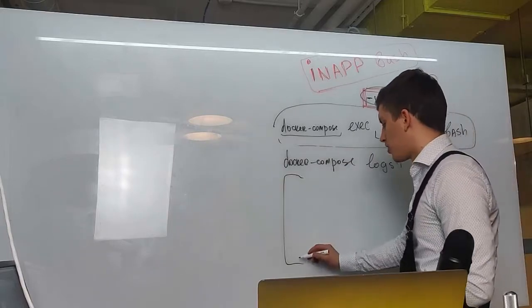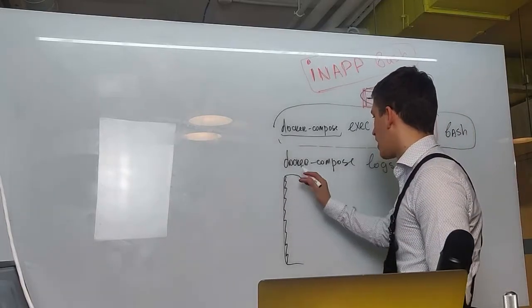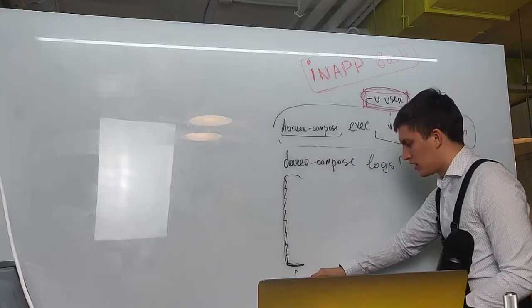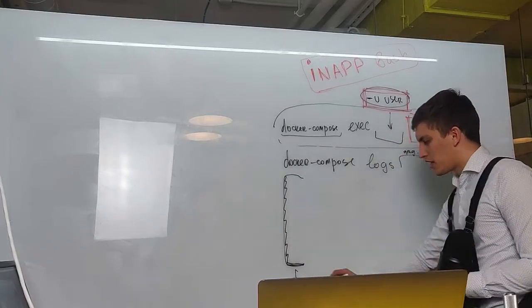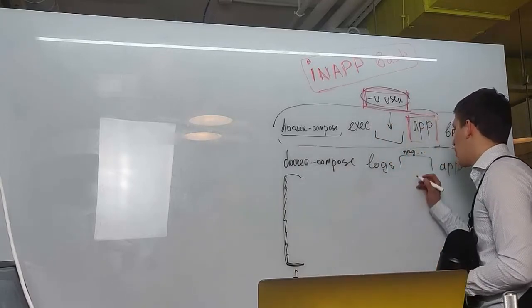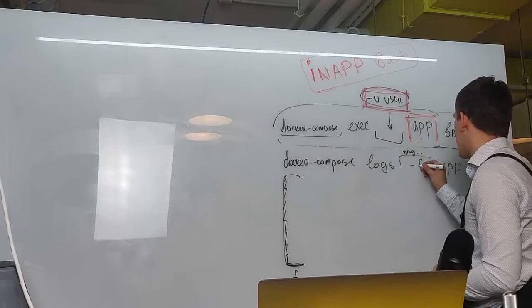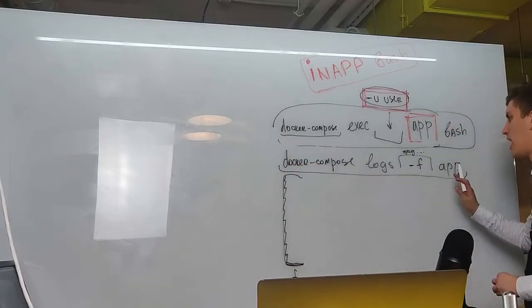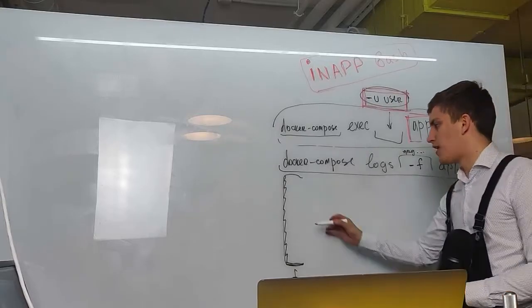but it won't follow them. It will show you the latest logs at the time you wrote this command and will stop, and then it won't continue. How to make it continue forever? How to make it follow the latest logs? Well, you need to include the argument called -f. So docker compose logs -f app. And this will allow you to follow the latest logs.